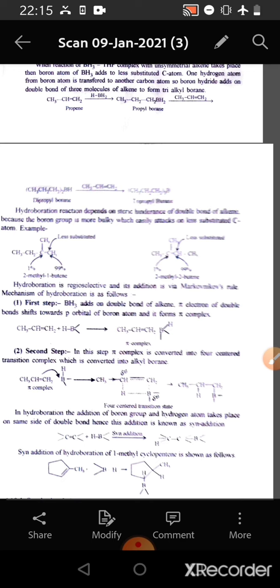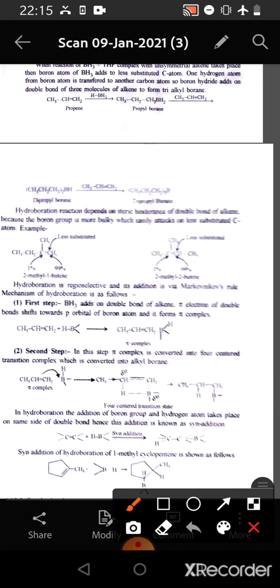Hydroboration reaction depends on steric hindrance of the double bond of alkenes because the boron group is more bulky, which easily attacks the less substituted carbon atom. For example, if we take 2-methyl-1-butene, then this terminal carbon atom is less substituted. So if the boron group attacks here, then the product formed is 99%, and if the boron group attacks the second carbon which is adjacent to the terminal carbon, then the product formed is 1%.